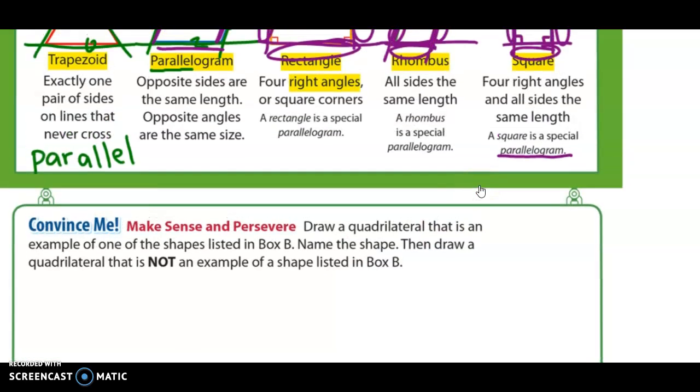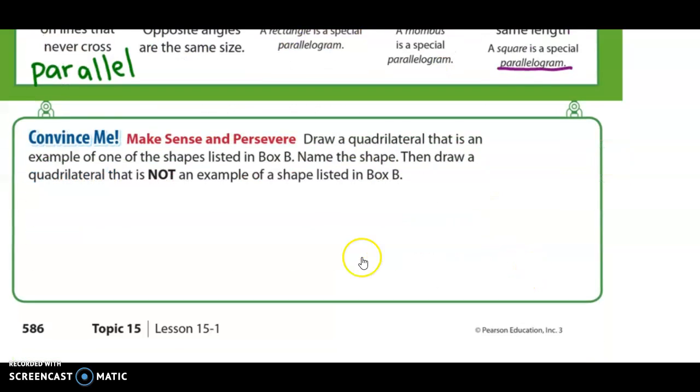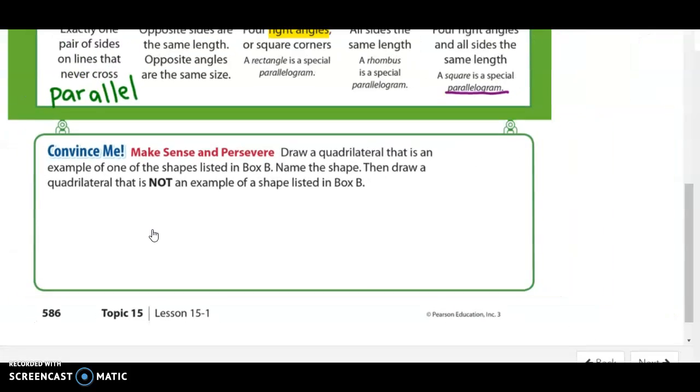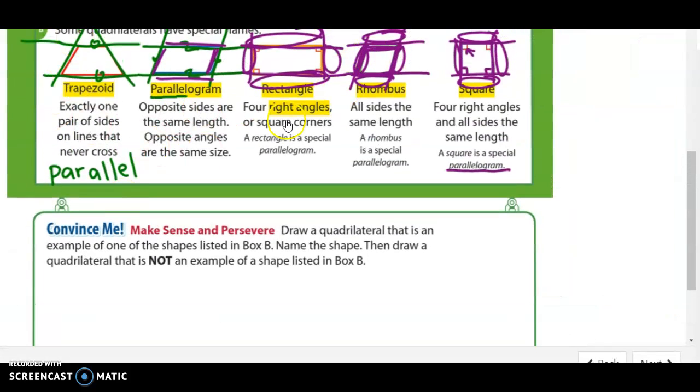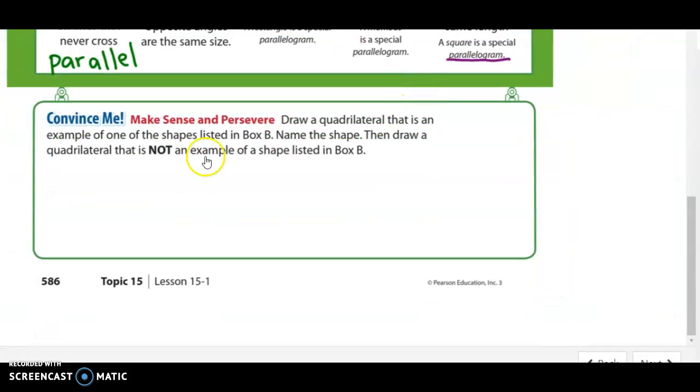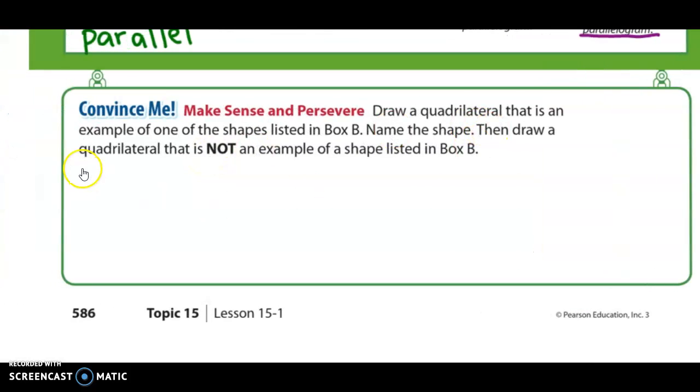Down here at the bottom, it wants us to draw a quadrilateral that is an example of one of the shapes listed and then name the shape. So you could pick any of these and draw them. And then draw one that is not one listed in box B. So here's one that is listed, that's a rectangle because it has 1, 2 sides of same length, 1, 2 sides of same length, and then 2 sets of parallel sides with the 4 right angles in there too.